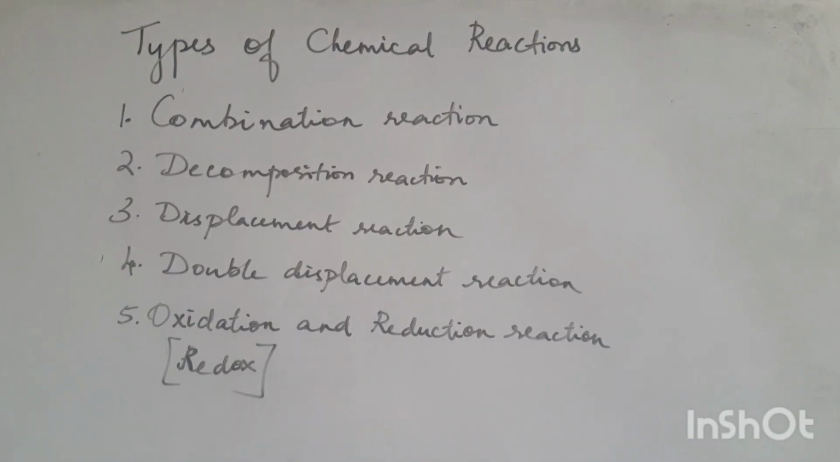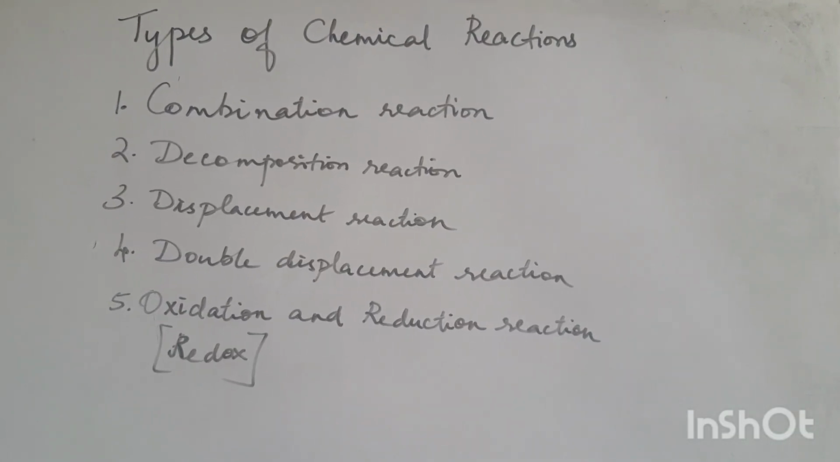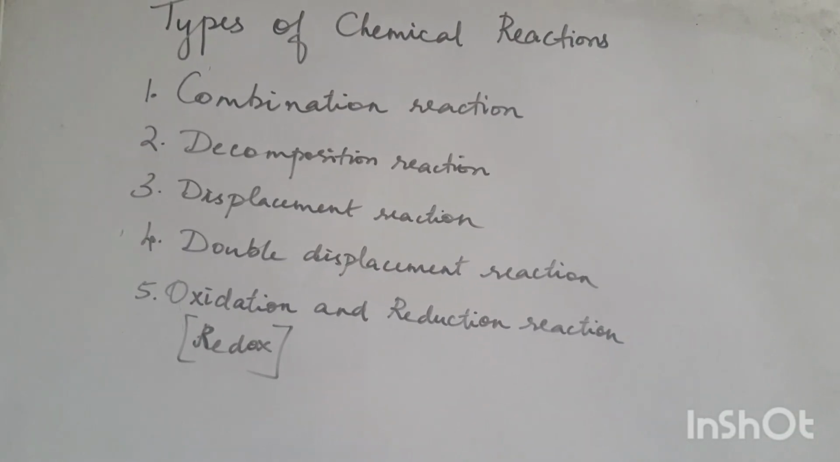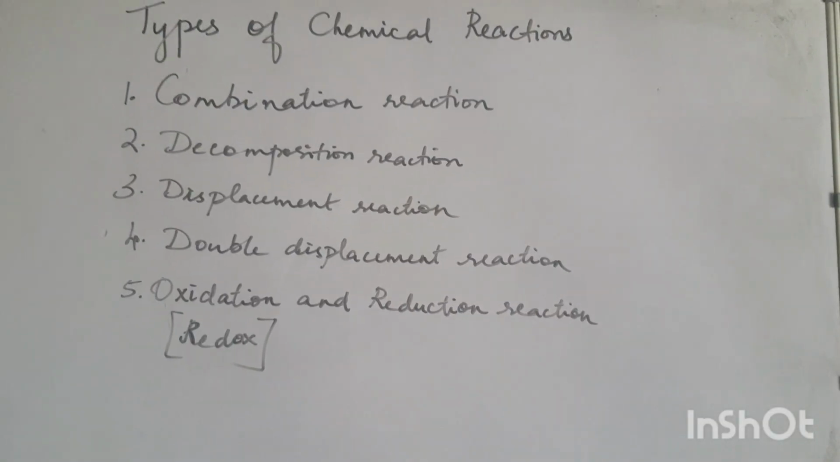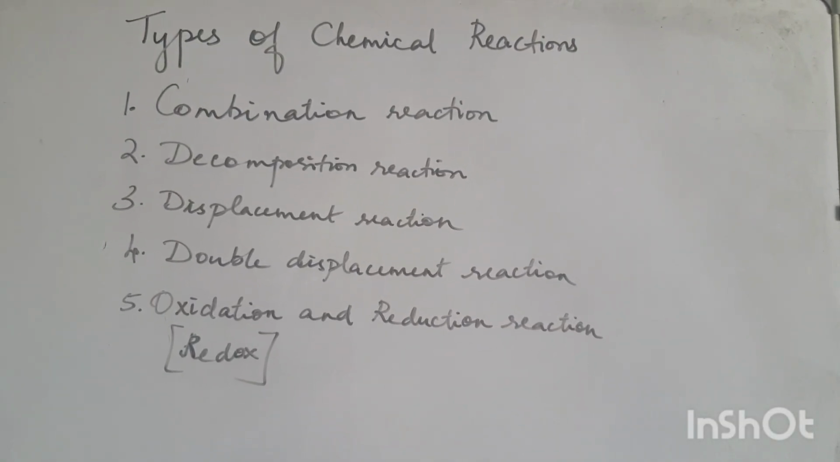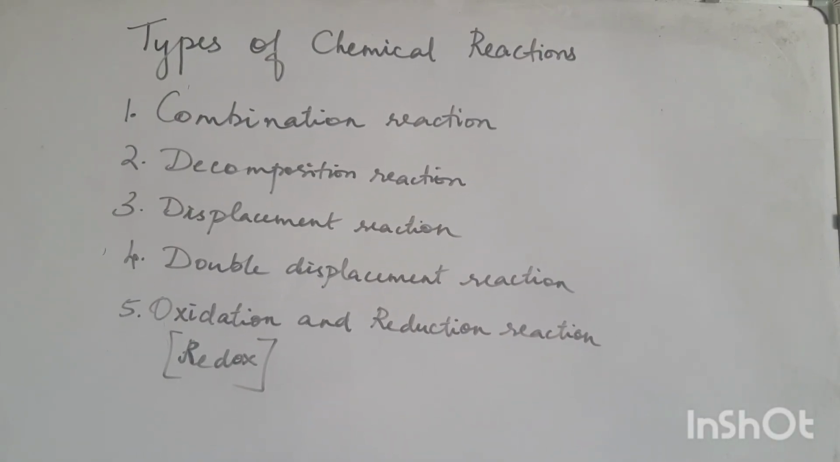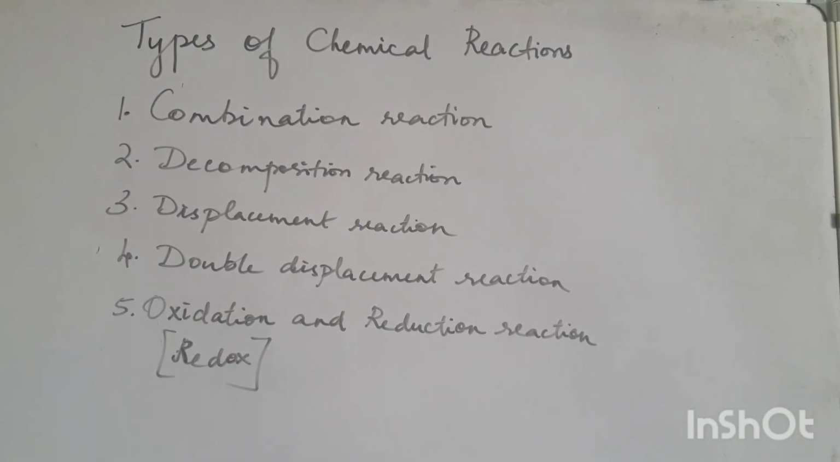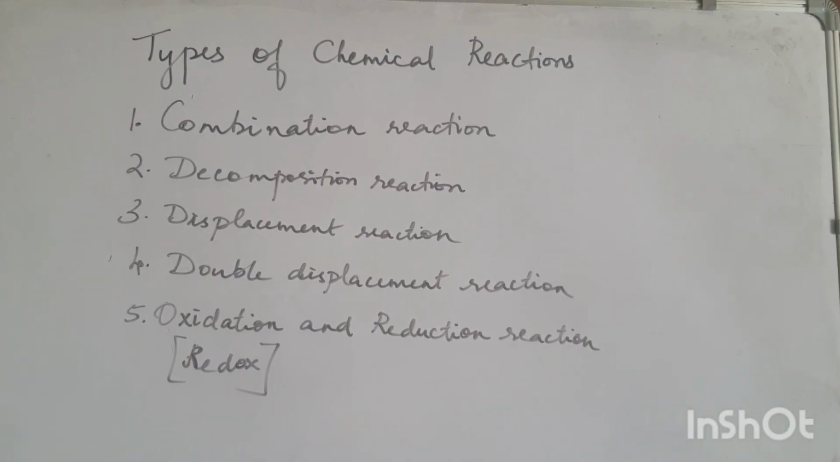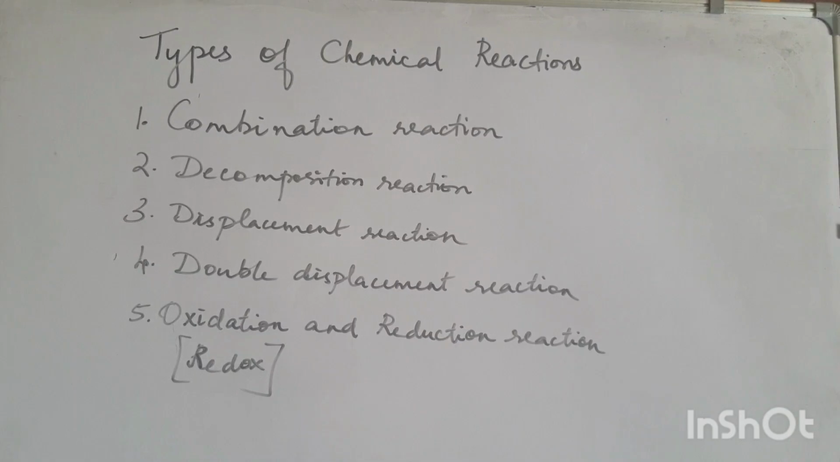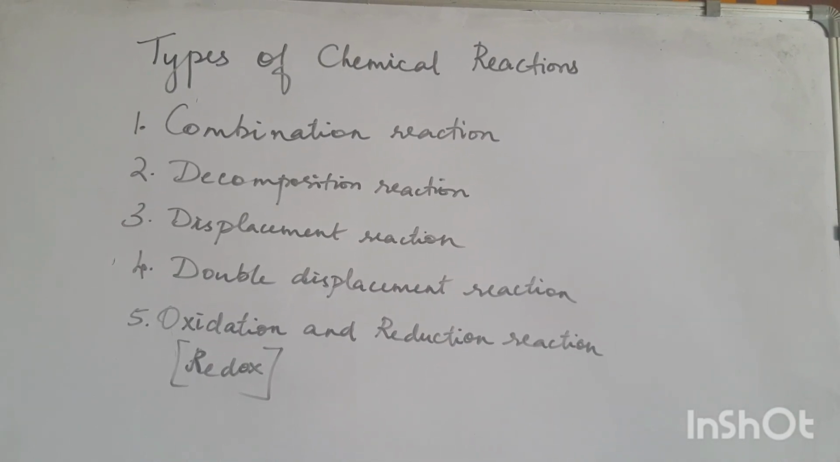Okay, so there are different types of chemical reactions. The first one is combination reaction, the second one is decomposition reaction, third is displacement reaction, fourth is double displacement reaction, and the fifth one is oxidation and reduction reaction. In short, we call it the redox reaction.